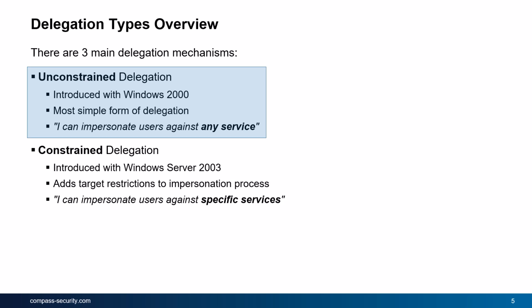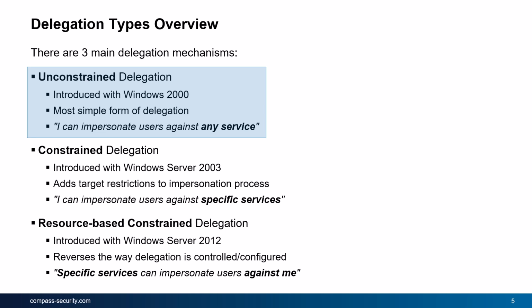Compared to that, in Windows Server 2003, constrained delegation was introduced, and as the name says, it adds certain restrictions and constraints to the impersonation or delegation process, specifically against which target services you can perform impersonation or delegation. So if you grant a system constrained delegation rights, that means this system can still impersonate any user, but only against a specific group of services that you can specify.